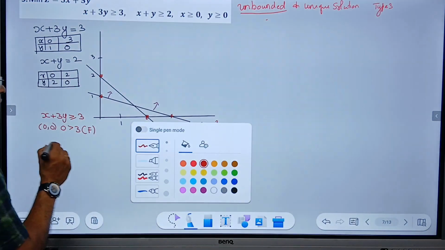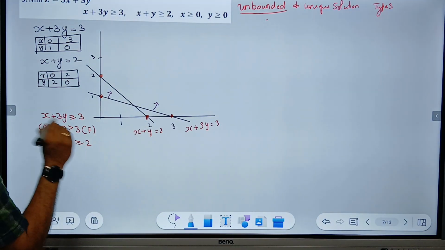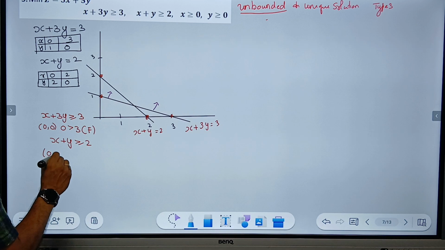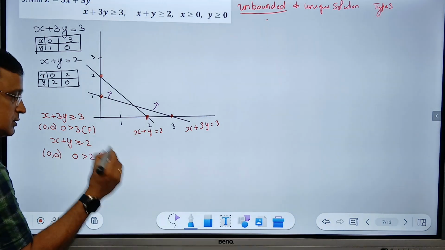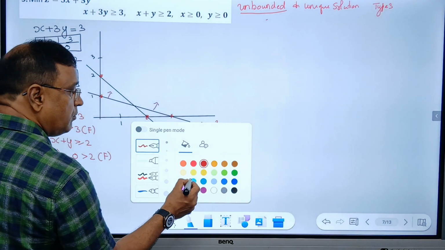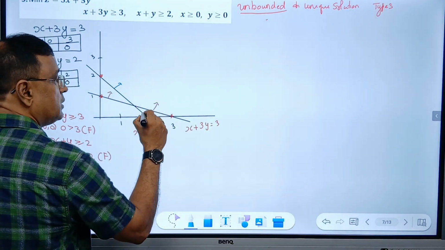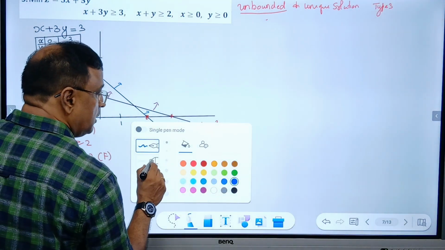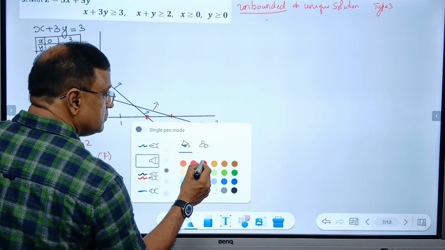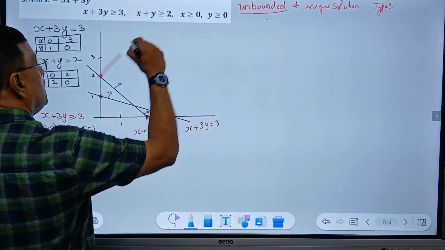Now what's the next one? It is x plus y greater than or equal to 2. So I substitute origin and I also got 0 is greater than 2, which is yet again false. So it is once again away from origin. So this is away from origin, correct? So where is the overlap? This is the overlap, correct?